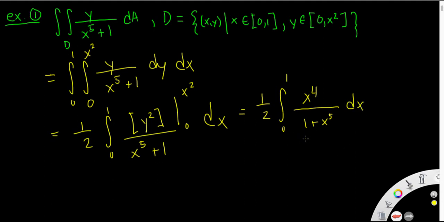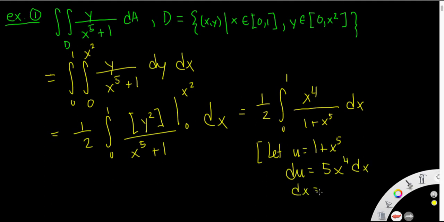And this is where you'll need to be well versed in your integration techniques. I can see already that this is a u substitution. We'll let u equal the whole denominator, 1 plus x to the fifth. du, the differential, equals 5x to the fourth dx. And so dx is du over 5x to the fourth. Scrolling down here, we'll continue.